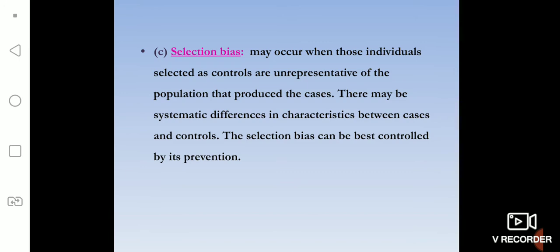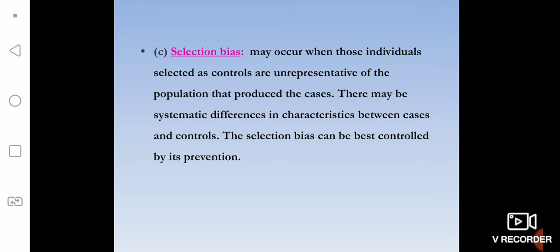Now coming to selection bias. This may occur when those individuals selected as controls are not representative of the population that produced the cases. When selecting the controls, you tend to take them from hospitals or some particular group who are available. But the people you have selected as controls are not from the population from which you selected the cases. So selection bias can happen, and there may be a systematic difference in the characteristics between the cases and controls.